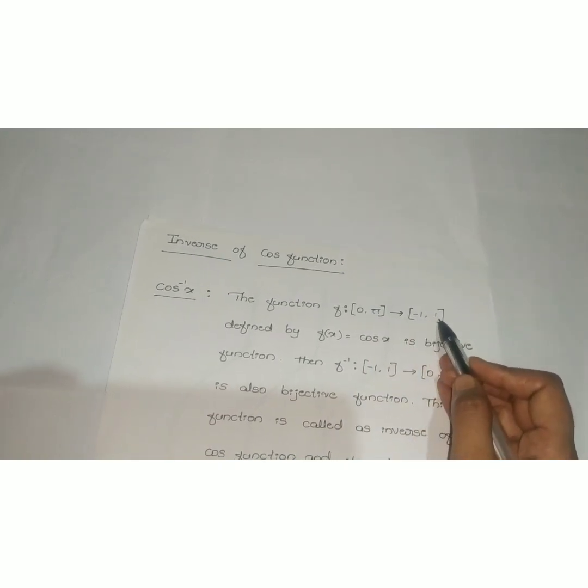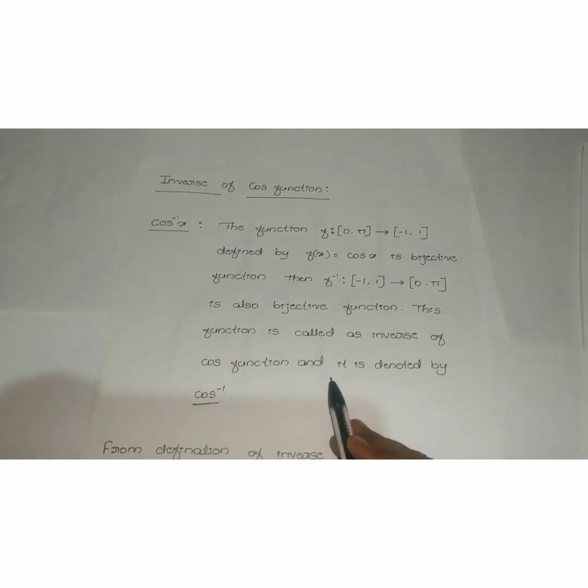Then the definition of the inverse of the cos function, cos inverse x. The function f, mapping from the closed interval 0 to pi to the closed interval -1 to 1, defined by f of x equal to cos x, is a bijective function. Then its inverse, f inverse, changing the domain and range, mapping from the closed interval -1 to 1 to the closed interval 0 to pi, is also a bijective function. This function is called the inverse of the cos function, and it is denoted by cos inverse.